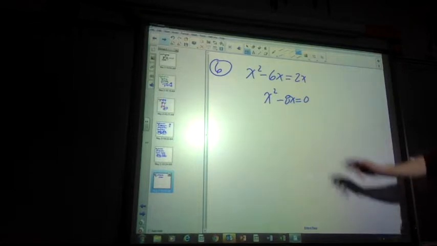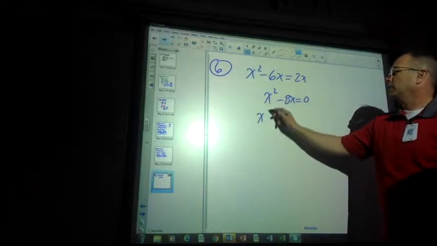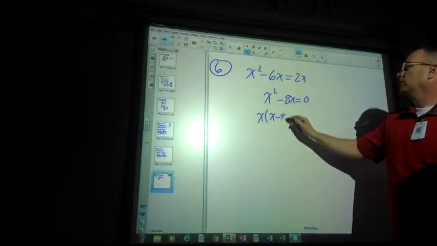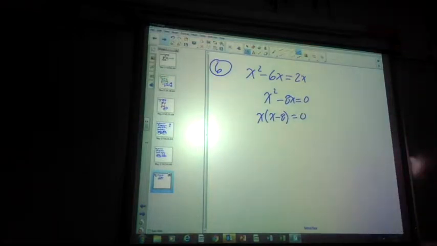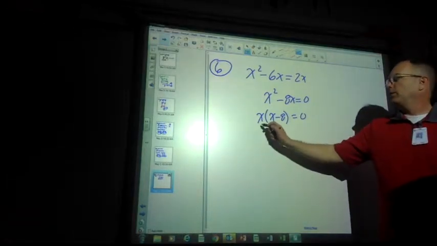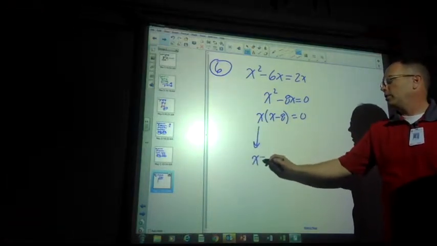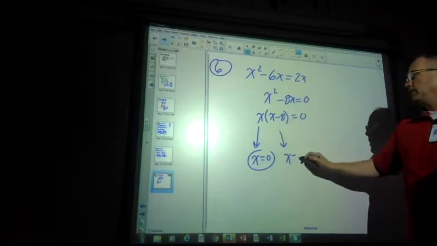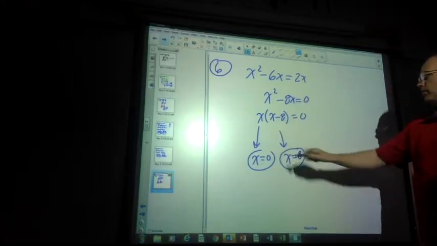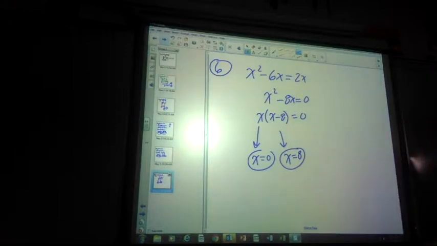Or I could realize, oh, I have a factor here of x. So x times x minus 8 is equal to 0. Don't go redistribute. We just undid it. All right, so this is going to give me x equals 0. And this is going to give me x equals 8. Done. Use quadratic formula, same answer.